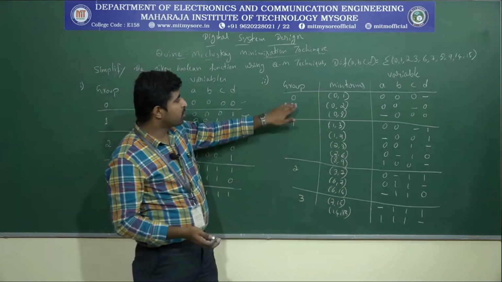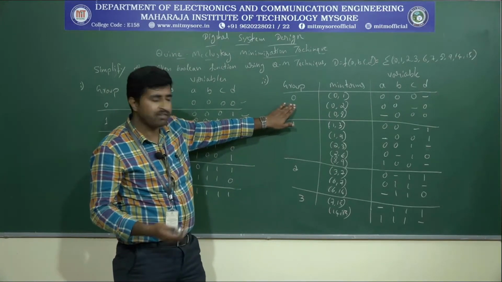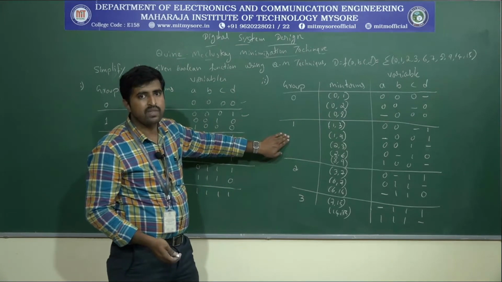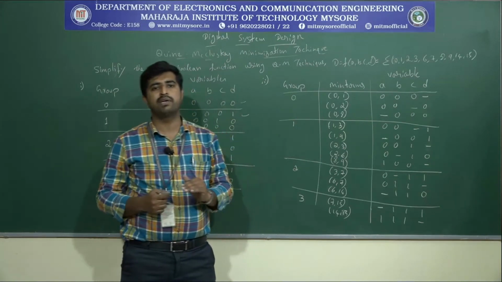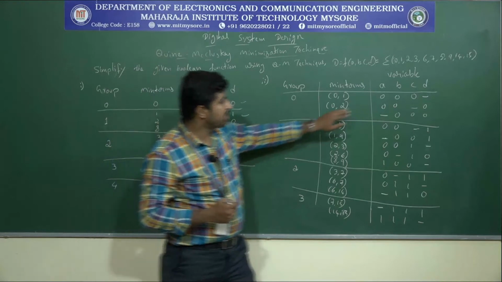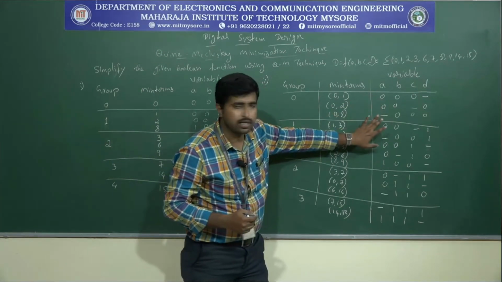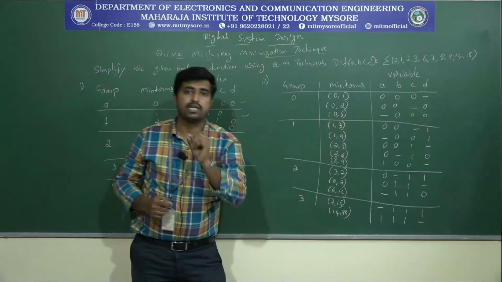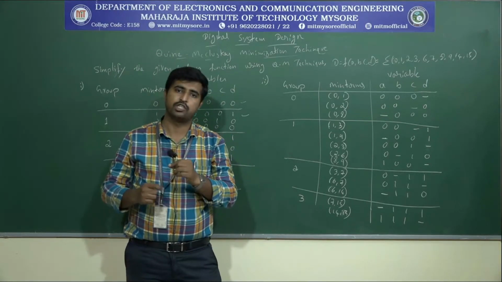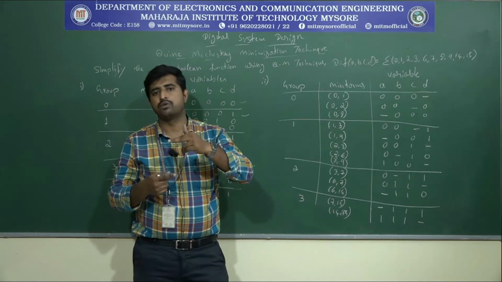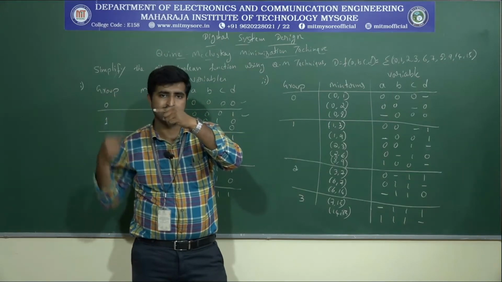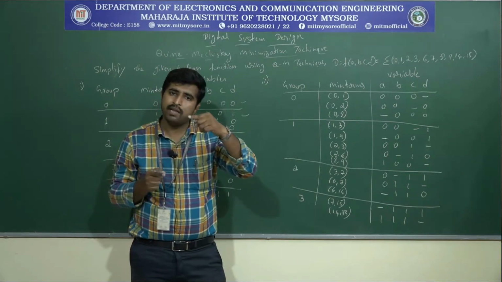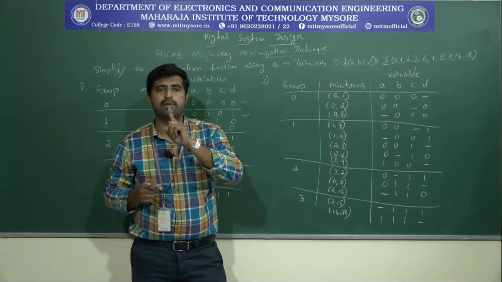Group 0 will be compared with group 1. Here also we need to check that only one variable has been changed. That means the dash positions should be the same. The 2-minterm groups should have the same dash positions, but among the remaining variables there should be only one variable change.